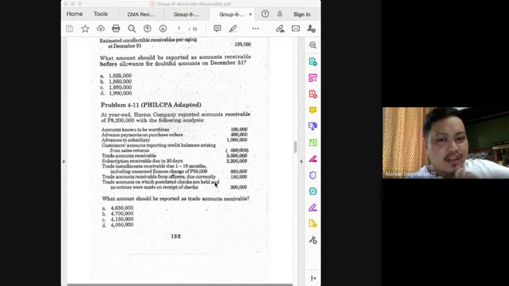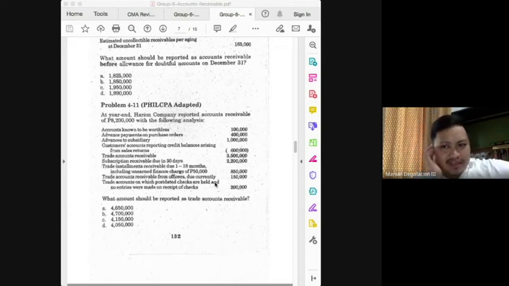If not, it would be a deduction to your share capital, but specifically to your subscribed capital class. But even though this will be reported as a current receivable or a current asset, this would not be considered as a trade accounts receivable. Okay, so it does not mean, class, that if it is a current asset, automatically it would be considered as a trade accounts receivable. You will have to take into consideration the nature of the transaction that gave rise to such receivable.